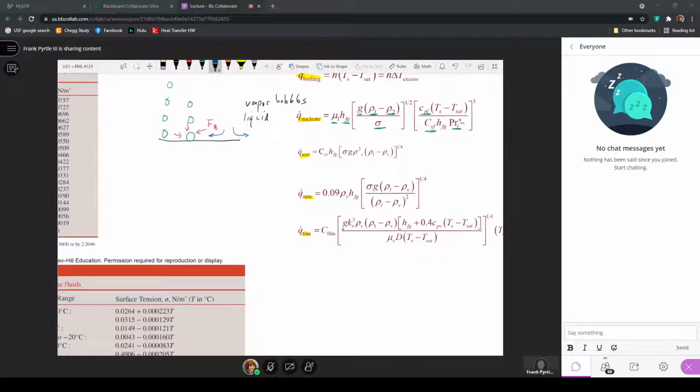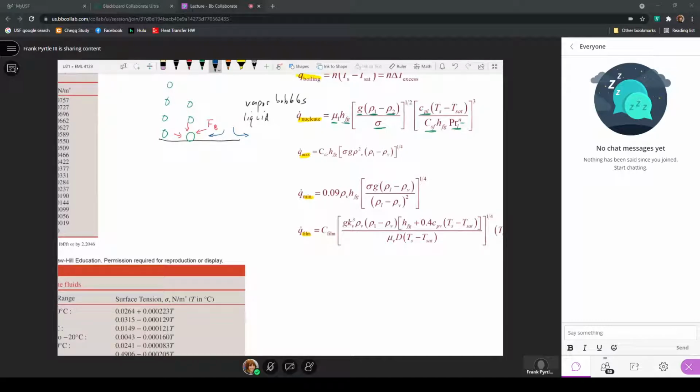Now, all of these properties would also be evaluated at the saturation condition. So the dynamic viscosity, the latent heat of vaporization, the densities. So this would be the density of the liquid and the density of the vapor phases at whatever the saturation temperature is, the Prandtl number. All of those properties would be evaluated at the saturation temperature for whatever fluid is actually being boiled.